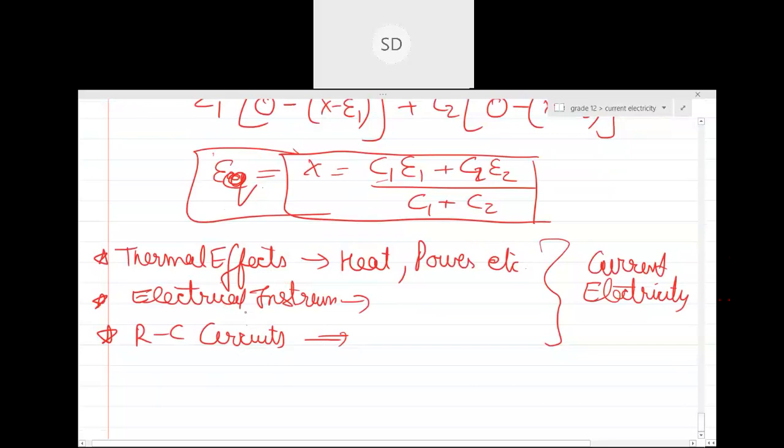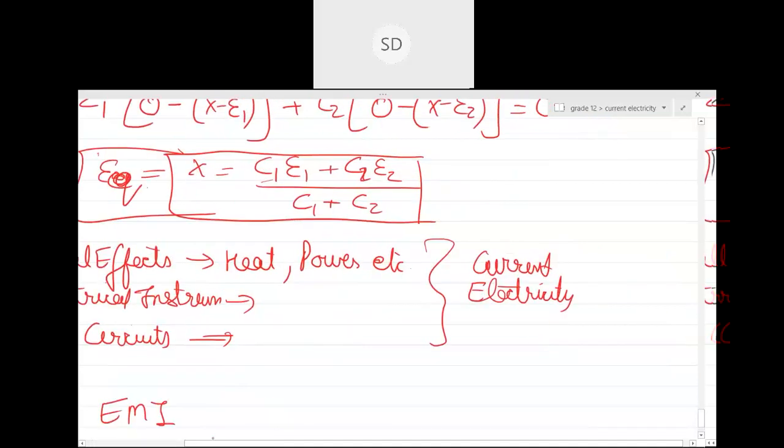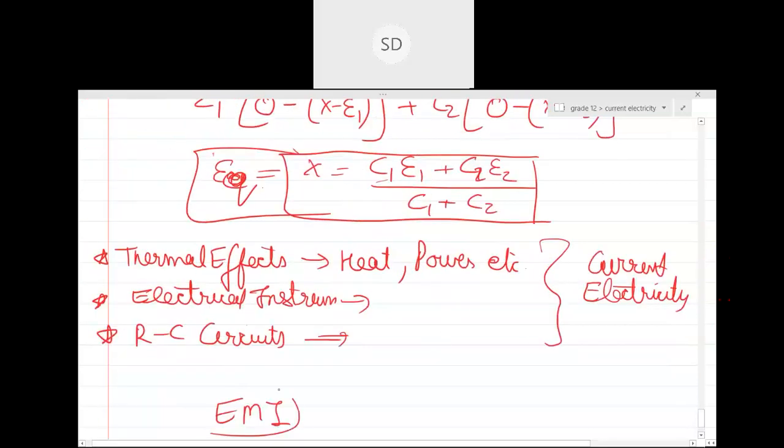If your current electricity concepts are clear, then please remember your electromagnetic induction chapter. This chapter will become very easy. If current electricity is clear, only then will this become easy. Otherwise, this is a nightmare for 12th grade.